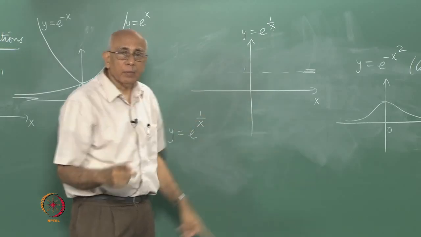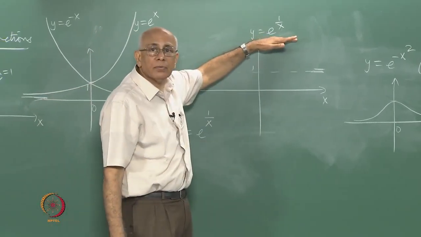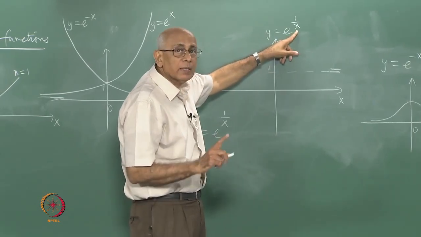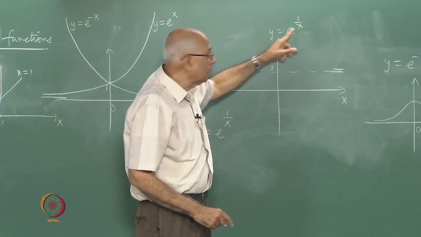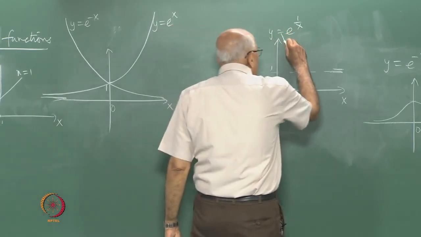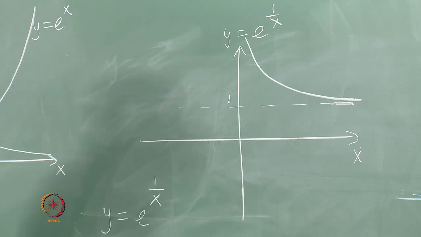E to a positive number is bigger than 1 always. So the function remains on top of this graph, and then what does it do? As x tends to 0, 1 over x tends to plus infinity, so e to the infinity becomes infinite. So the function very rapidly increases and drops down in this fashion.